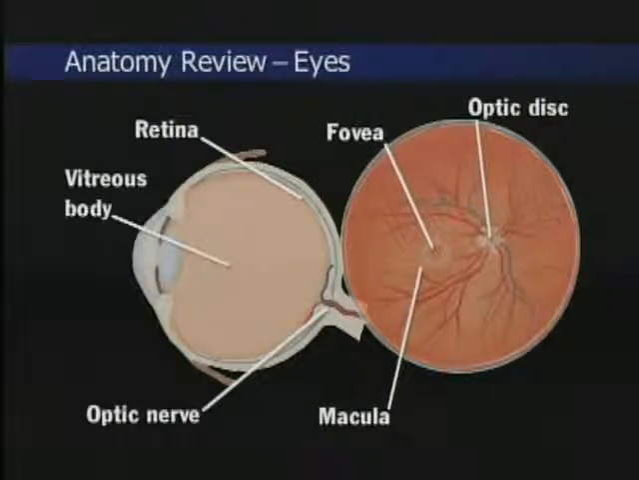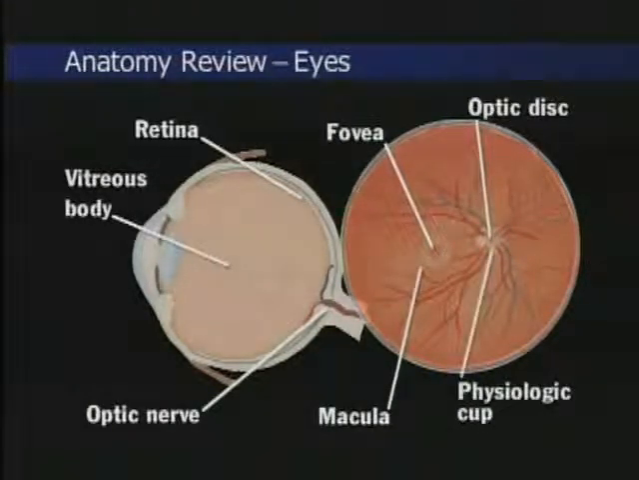About 1.5 millimeters in diameter, the optic disc contains no sensory elements, making it insensitive to light. Most optic discs have a small central depression called the physiologic cup. The cup is lighter than the rest of the disc and less than half the disc's horizontal diameter.